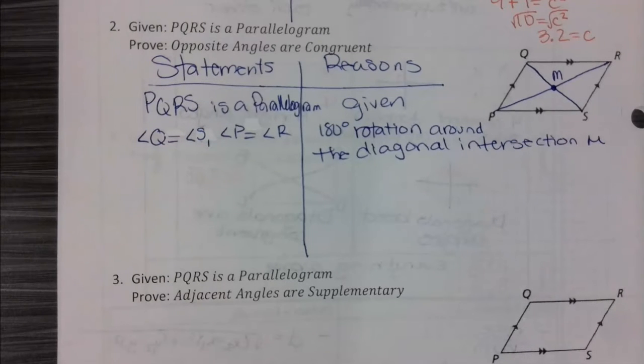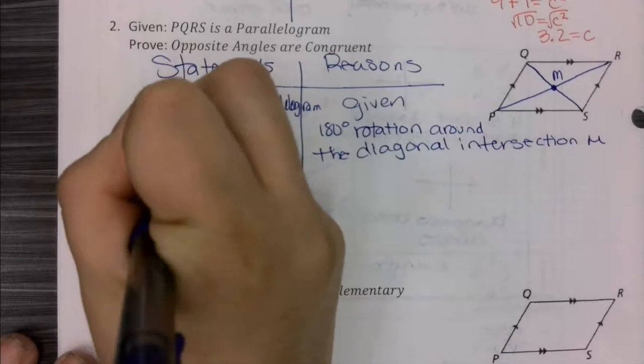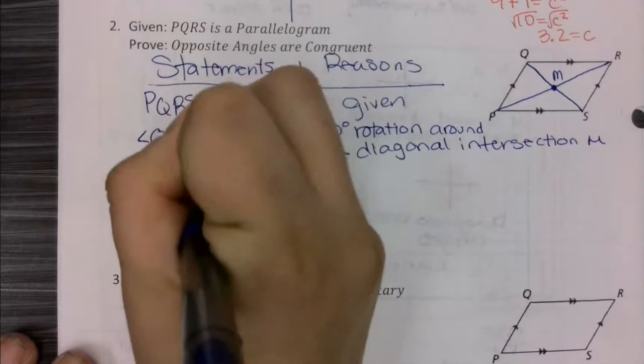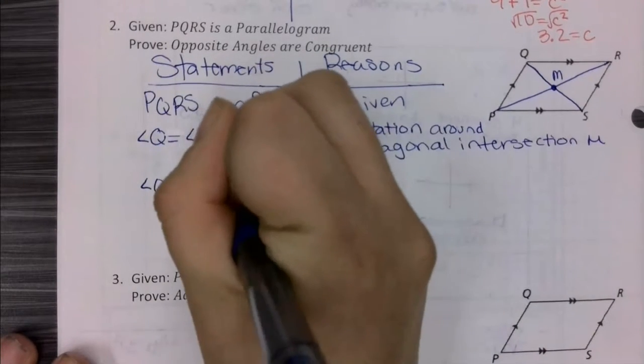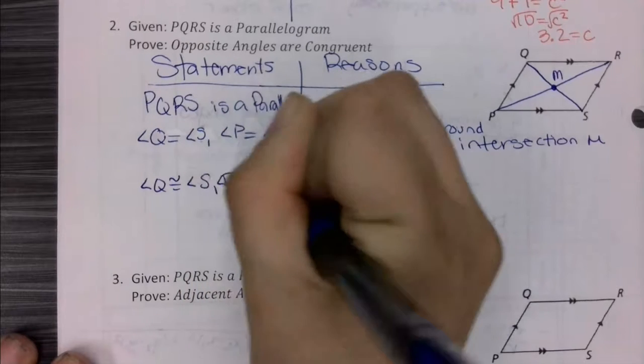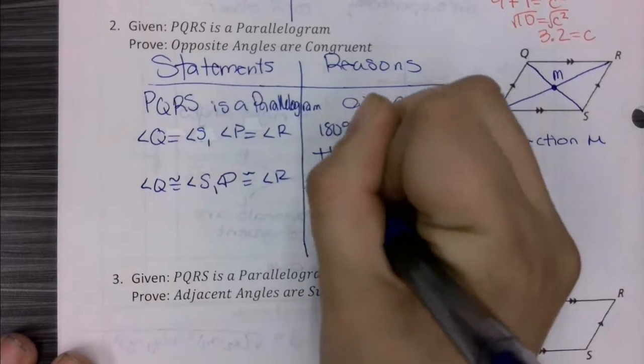Okay, then I can say angle Q is congruent to angle S. Angle P is congruent to angle R by definition of congruent.